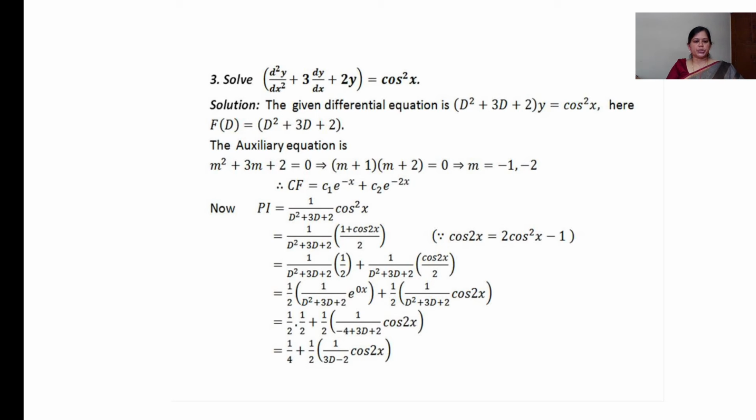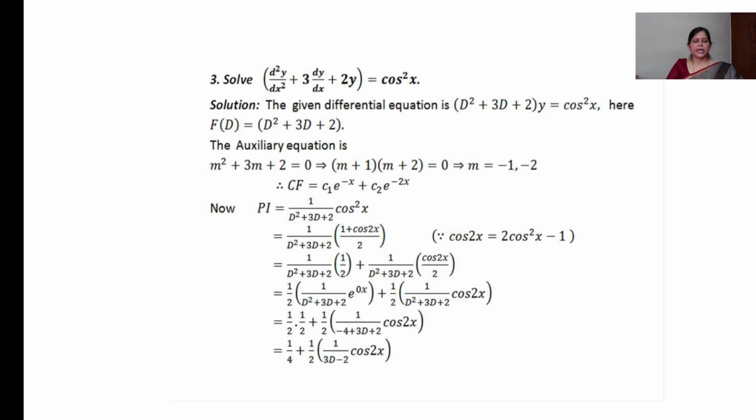So 1 by 2 into, for the e to the power ax form, we know that in the particular integral we have to replace D by a. Here the a value is 0. Replacing D by 0, the D square term is 0, 3D is also 0, and we get only 2. Then e to the power 0x is 1. That's why we got 1 by 2 into 1 by 2, which becomes 1 by 4. So the first term simplification is over.